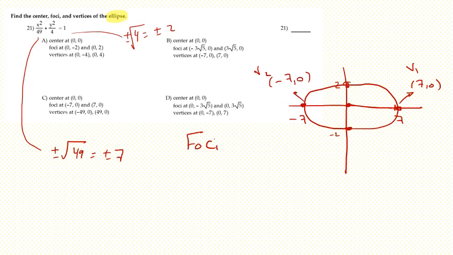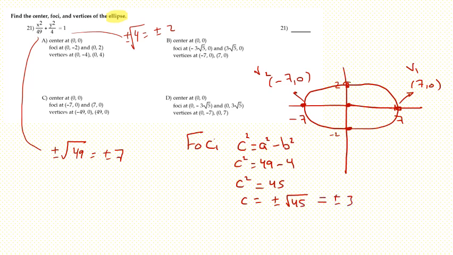To find the foci, I need to find c. And there is a rule that says c squared is equal to a squared minus b squared. So it's the difference between these two numbers: c squared is equal to 49 minus 4, so c squared is equal to 45. So the value of c is positive and negative root of 45, which is positive and negative 3 root 5 in radical. Sorry for that.